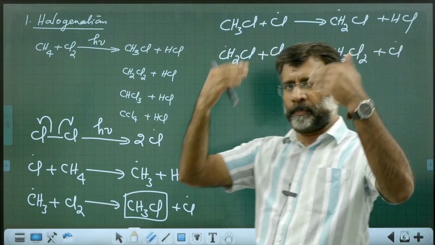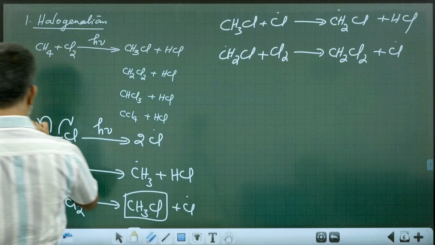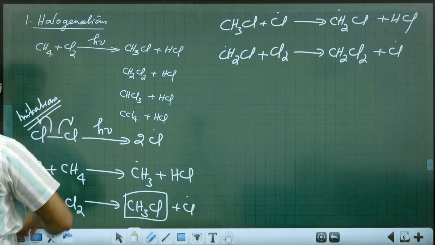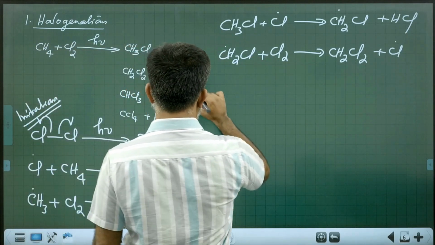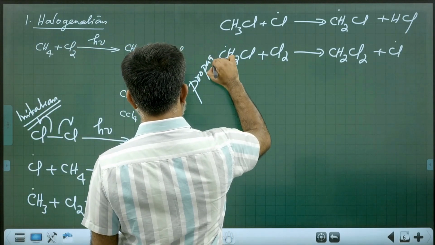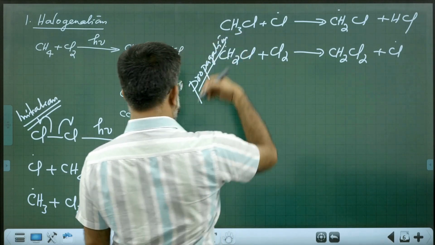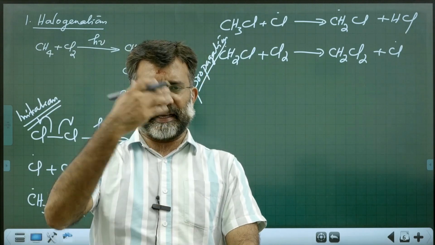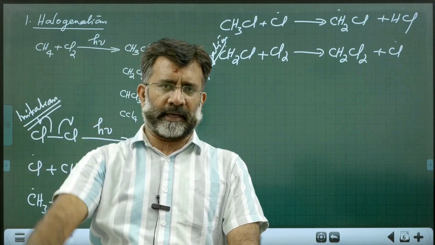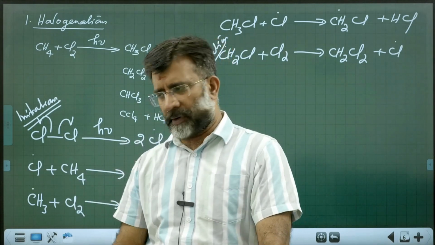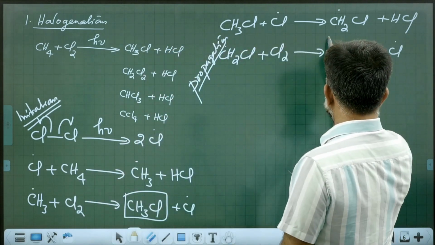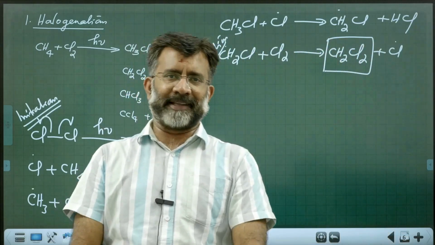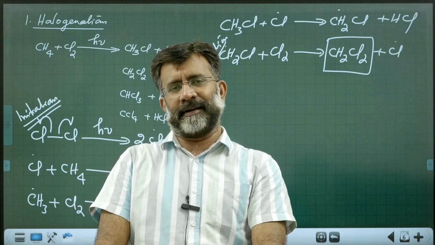This is chain initiation, and what we are talking about now is chain propagation. So it is a continuous chain reaction. One attacks the next, the next attacks the next. It goes on like that, giving multiple possible products. Here you get the first product, here you get the second product, and this reaction will continue. You will get CHCl3, you will get CCl4, like that. It's a continuing reaction.